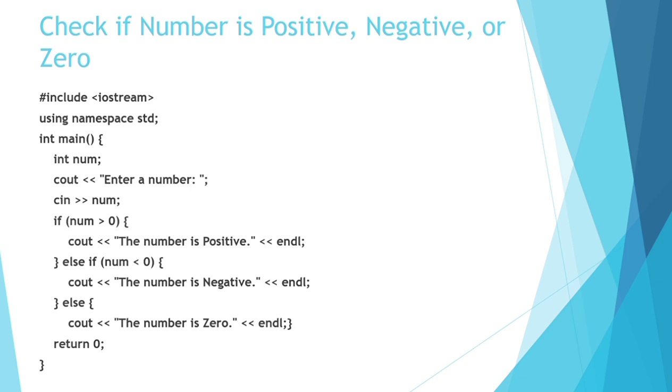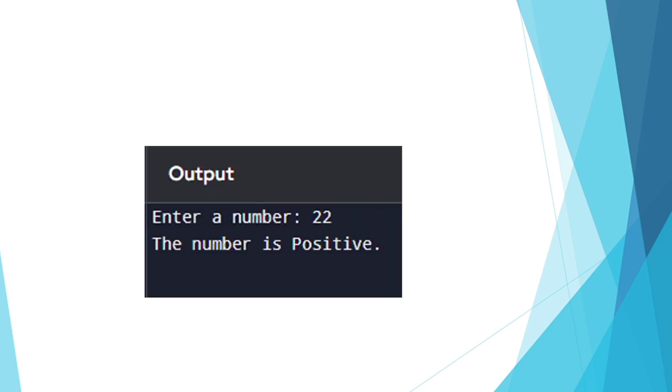If the first condition is false, the program moves to the else if condition, checking if number is less than 0. If true, it prints the number is negative, meaning the input is a negative number. If neither condition is met, the program executes the else block, printing the number is 0, which means the input is exactly 0. This ensures the program correctly classifies any integer the user enters. After successful execution, output will be like this.